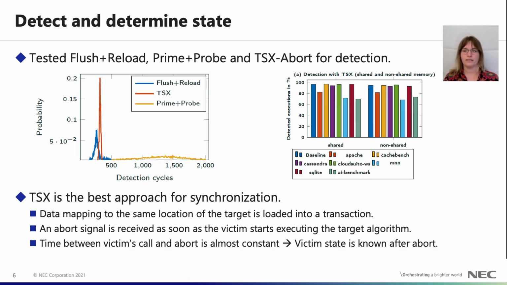As you can see from this graph, we tested against various noise benchmarks. The dark blue bars show our baseline, so there you can see that we detect the victim's execution in almost 100% of all cases, but even with all the noise benchmarks, we still detect the victim's execution in at least 75% of all cases, which is more than enough for an attack.